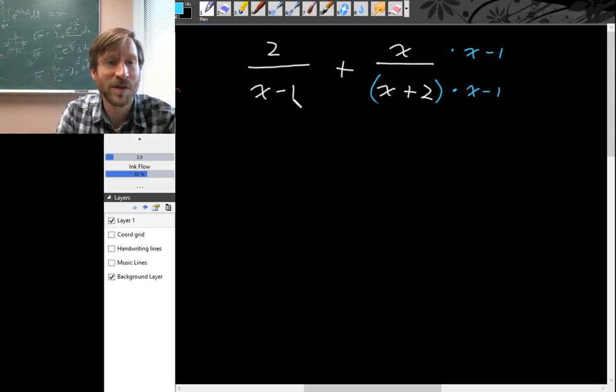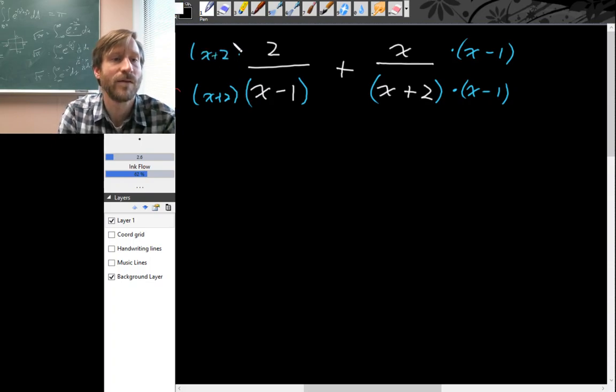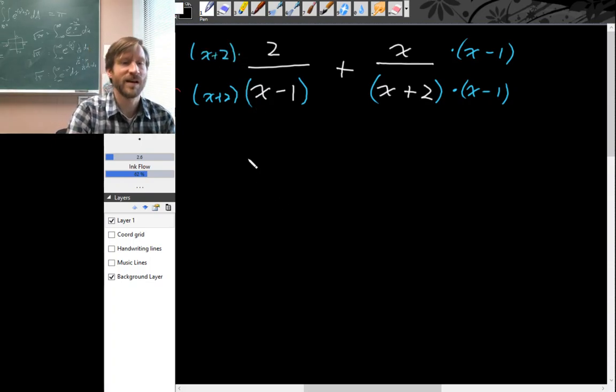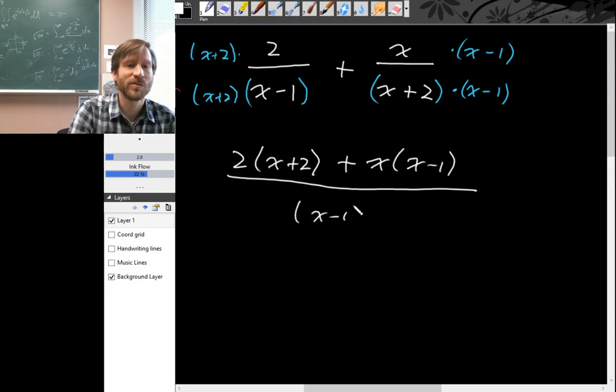And in the left-hand piece, the missing part of the denominator is x plus 2. So let's multiply the numerator and denominator by x plus 2. Okay, so on the left, that gives us 2 times x plus 2, and on the right, plus x times x minus 1 over, and then the common denominator is going to be x minus 1 times x plus 2.